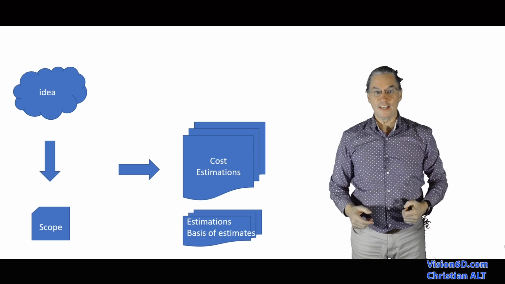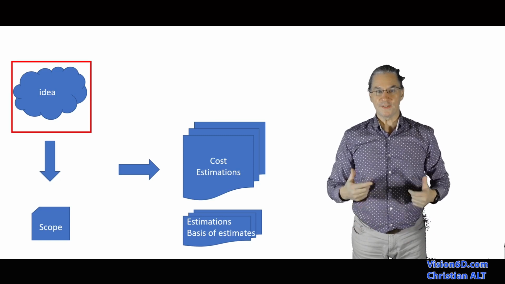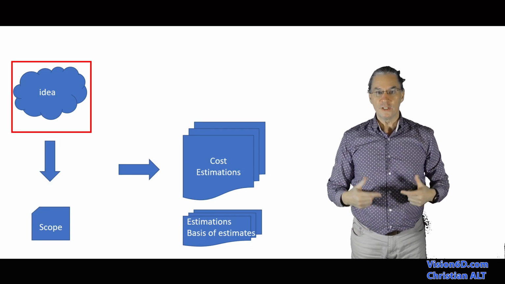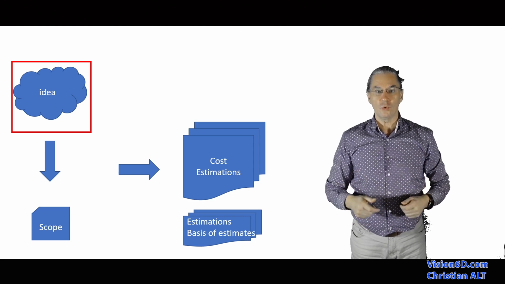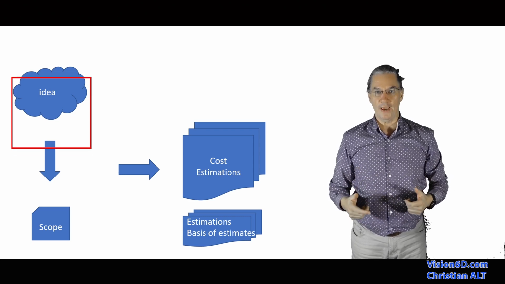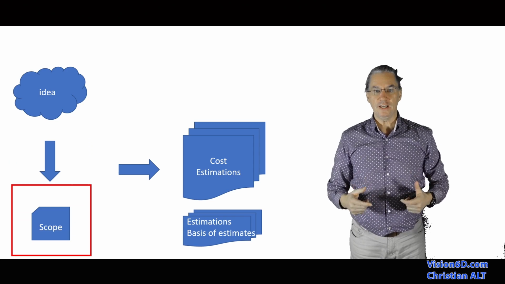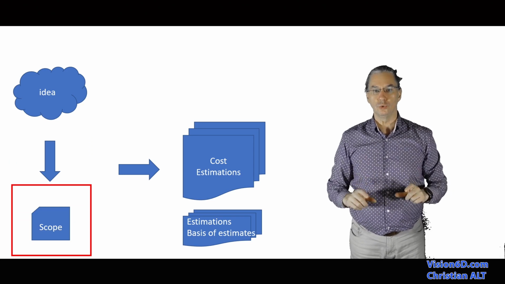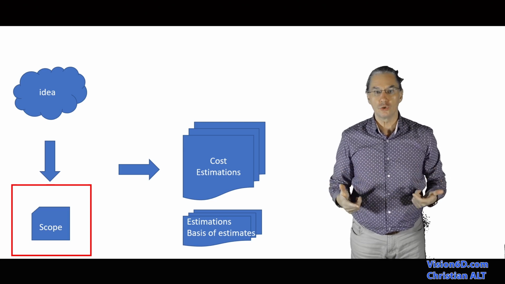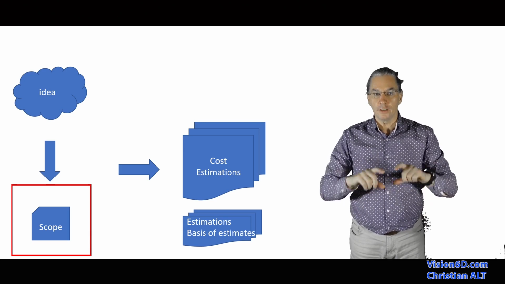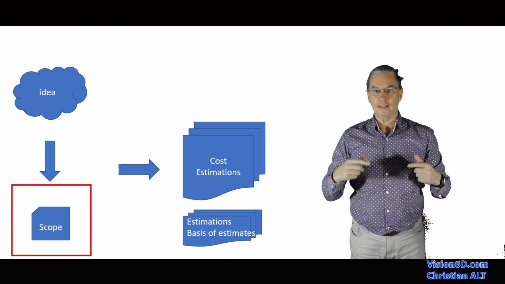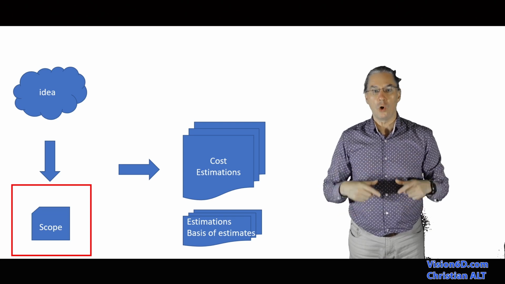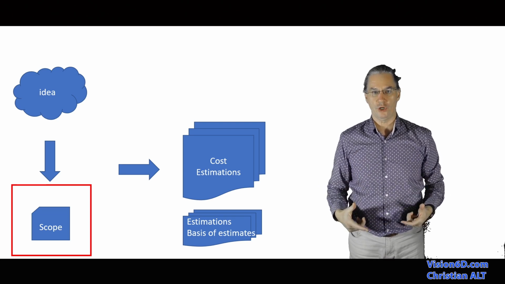All projects start with an idea, with something we want to change, something we want to innovate, something we want to create. Once we have the idea, we need to define exactly what we want to do and how we want it to be. For this, we define the scope of the project. That means all the deliverables, everything that is included in this project.